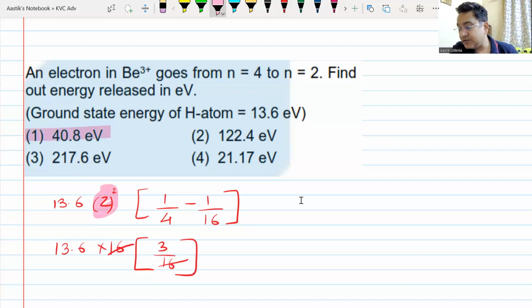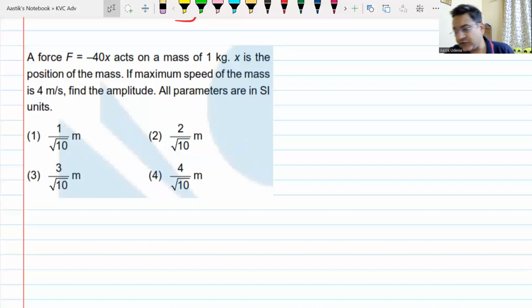Next question is from the next paper. We are done with paper number 1. We are moving on to paper number 2. This is 29 Jan, shift 2, and this is the first question in the paper as I have it. A force F equal to minus 40 kx acts on a particle of mass 1 kg. X is the position of the mass from the origin. The maximum speed of the mass is 4 meter per second. Find the amplitude.